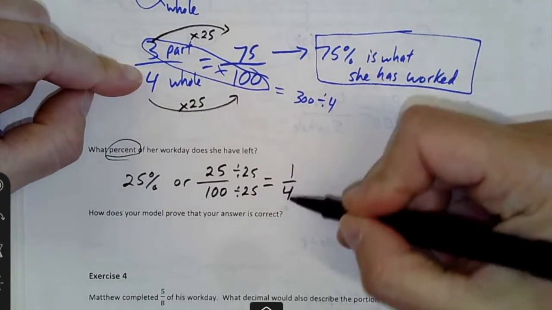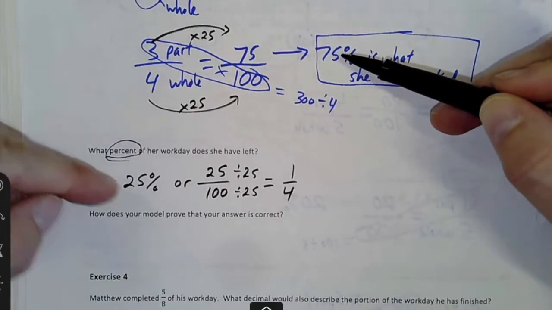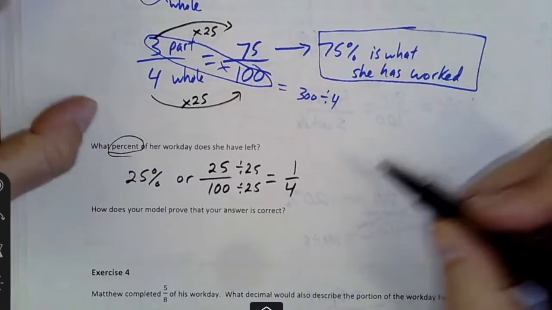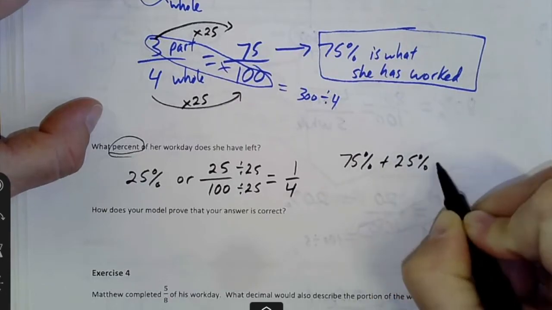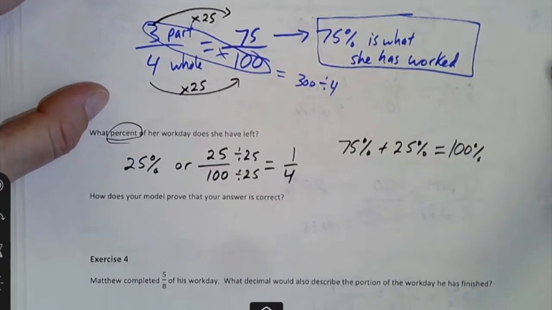3/4 and 1/4 would make the whole day. Remember, 75% is what she worked and 25% is what's left. And if you add those two together, that would be 100%. 75% plus 25% would give me the whole workday, which is 100%. A couple ways to think about that.